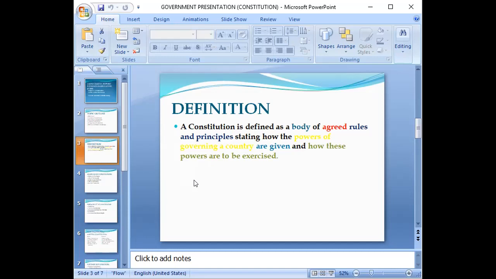A constitution is defined as a body of agreed rules and principles stating how the powers of governing a country are given and how these powers are to be exercised. So we see that a constitution is defined as a body. First is a body, emphasis. A body means a collection of rules. It is multilateral. We are combining so many rules.